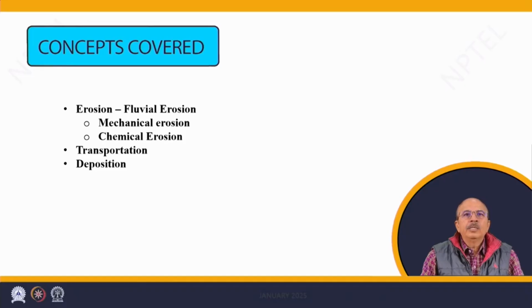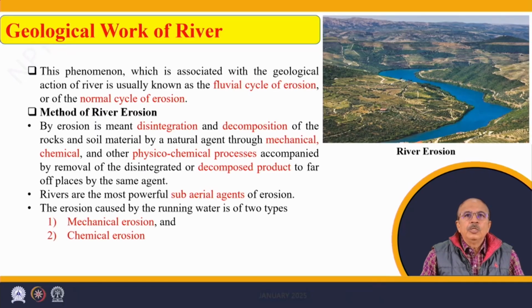In this lecture, three important concepts will again come, as we have seen in the geological work of wind: erosion, transportation and deposition. In this lecture, we will cover the erosion part, that is fluvial erosion. This fluvial erosion is divided into two different parts, that is mechanical erosion and chemical erosion, and then the transportation and deposition. Geological work of river.